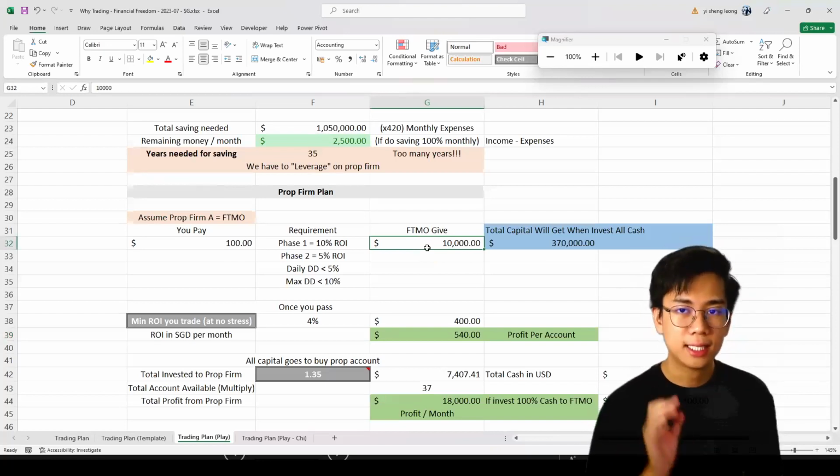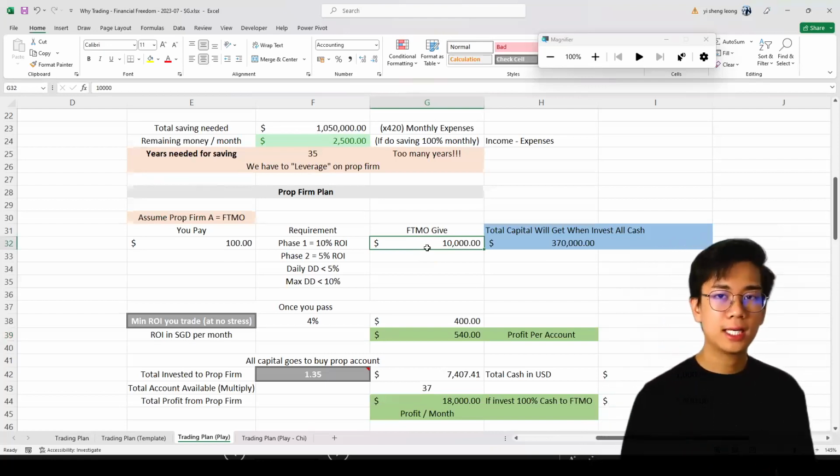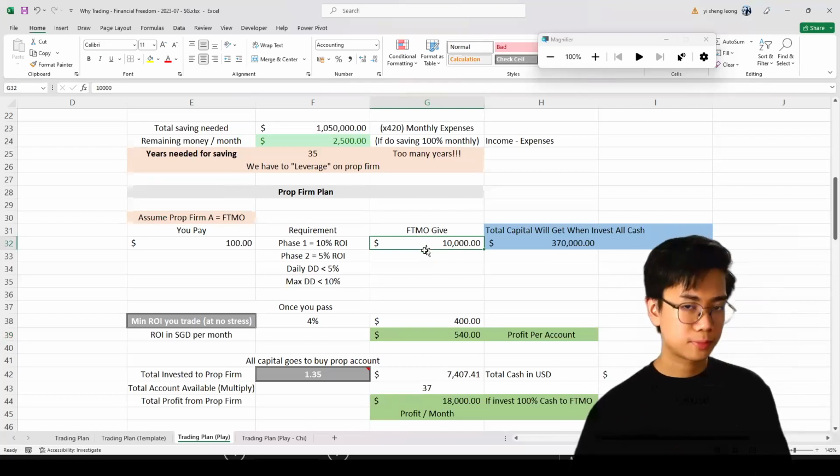Before I move on, is it clear to you guys first? Right, if it's all clear, type a clear into the chat box. Okay, type a clear into the chat box.